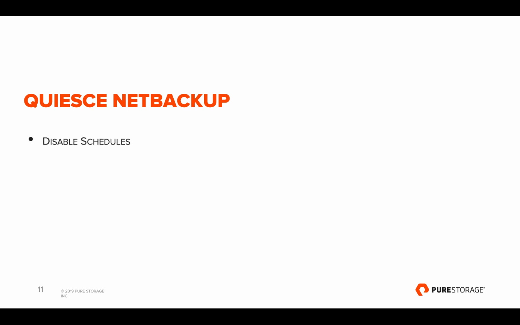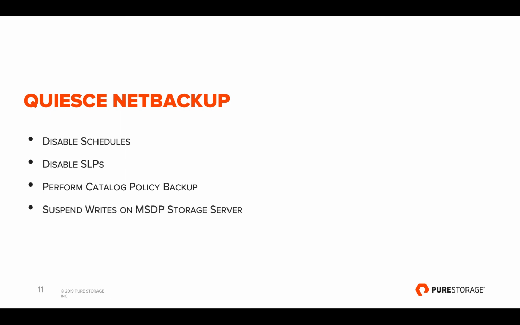In order to create a useful and consistent Safe Mode snapshot of the backup copies and MSDP metadata, it is important to quiesce the NetBackup media storage server pool. These are the following components that need to be quiesced before taking the snapshot. Suspending the schedules, suspending any SLPs that target the MSDP storage pool, backing up the NetBackup catalog policy manually before taking the snapshot, suspending the activity on the MSDP storage server, and finally performing the Safe Mode snapshot on the FlashBlade system.